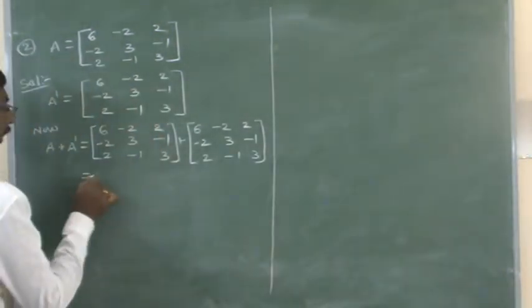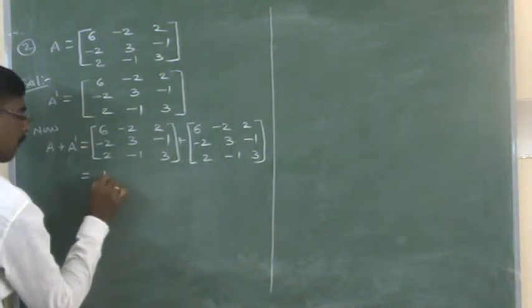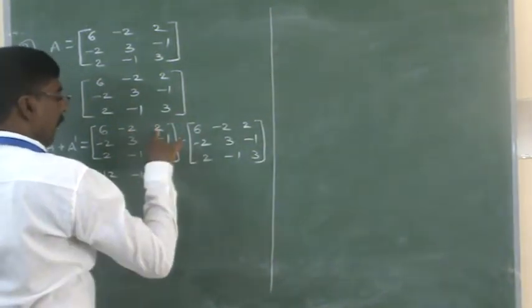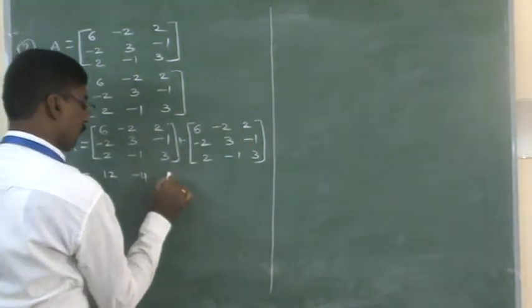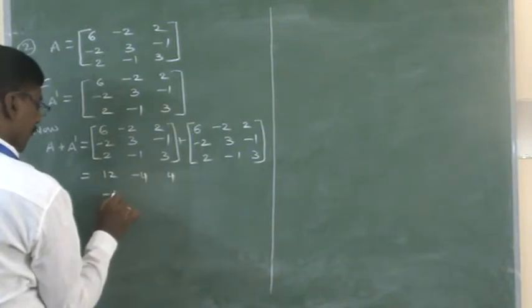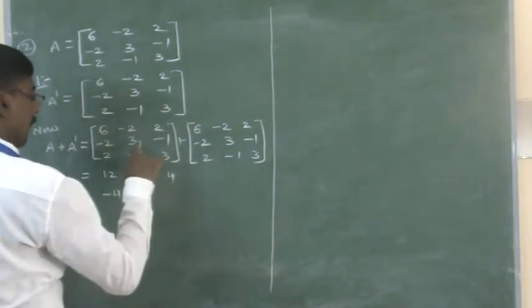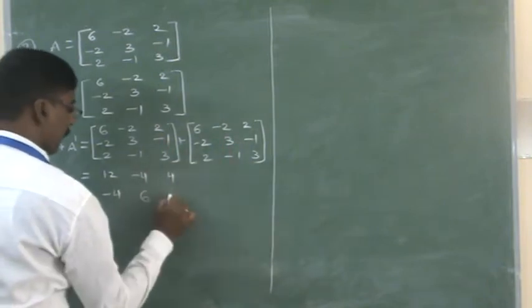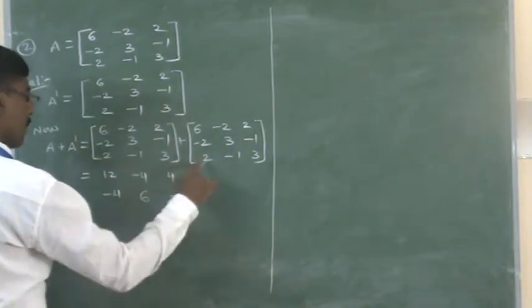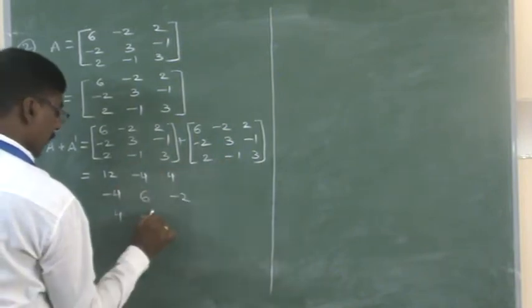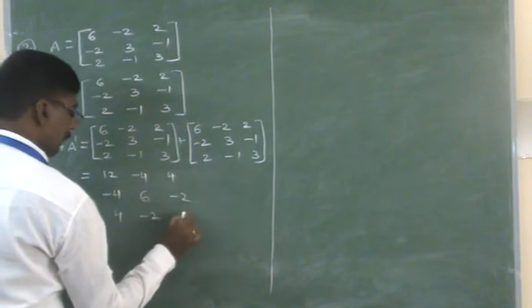What answer are we getting here? 6 plus 6 is 12, minus 2 minus 2 is minus 4. Then 2 plus 2 is 4. Next, minus 2 minus 2 is minus 4. The next, 3 plus 3 is 6. Then minus 1 minus 1 is minus 2. 2 plus 2 is 4. Then minus 1 minus 1 is minus 2. 3 plus 3 is 6.